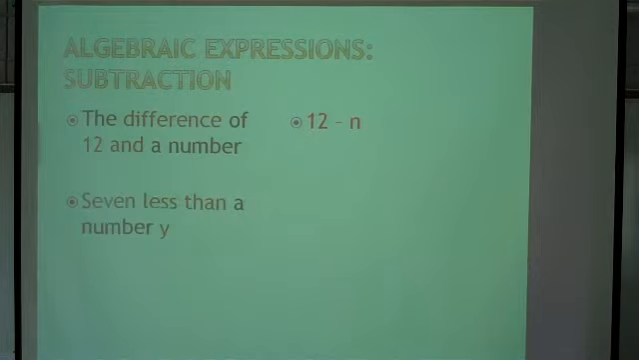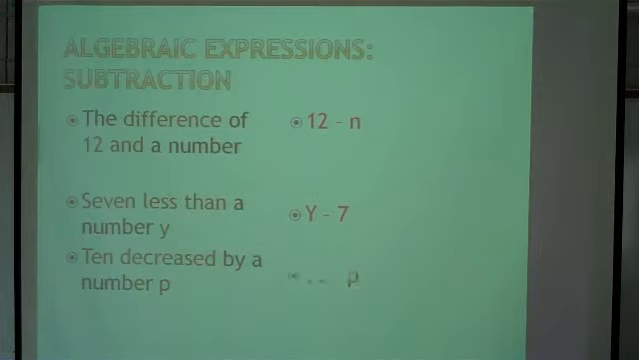Seven less than a number y. Well, if it's less than y, the y has to come first. So you should have written y minus 7 to illustrate that 7 is 7 less than y. 10 decreased by a letter p. Well, if 10 is decreased by p, the 10 must come first. So it would be written like this: 10 minus p.